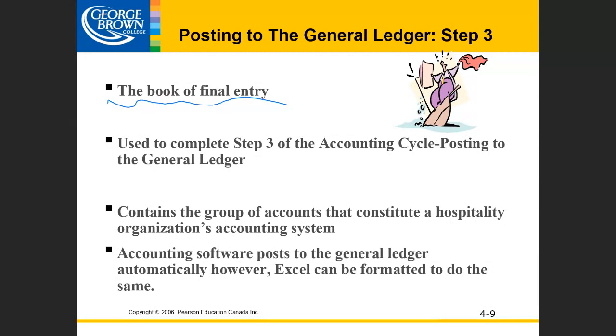Accounting software pretty much posts to the general ledger automatically, because it's fantastic stuff, technology. However, if you don't want to buy the technology, or you're starting a small business or even a medium-sized business, Excel can be formatted to do the exact same thing. And that's what we've done with your assignments, so that when you're done with this course, if you don't want to purchase accounting software, you just take the templates that I'm giving you for your assignments, and you have the knowledge to do accounting, and you've got the template. You are your accounting software.